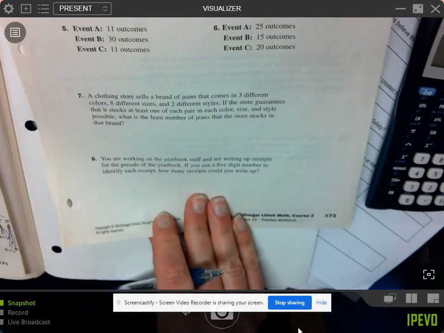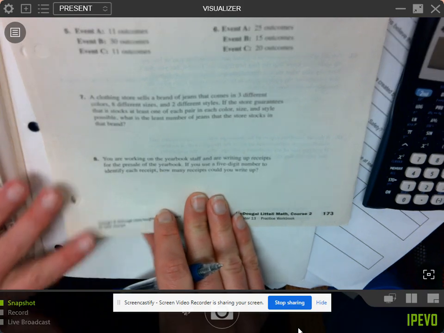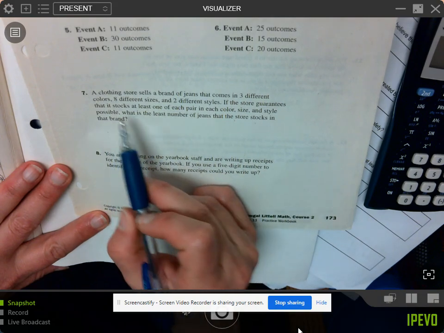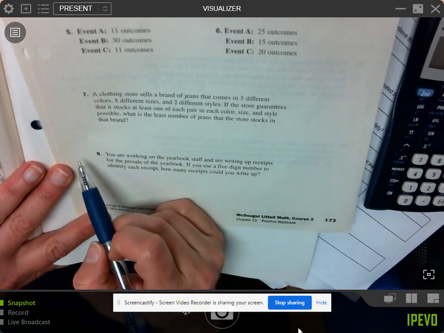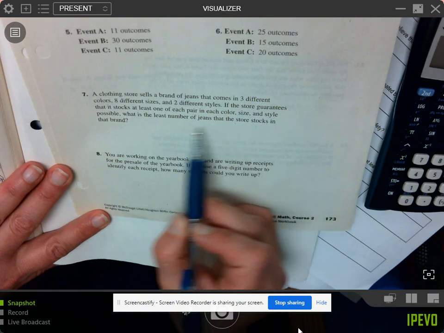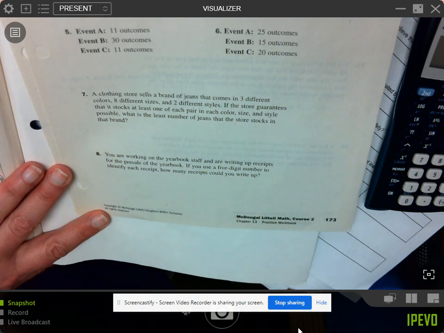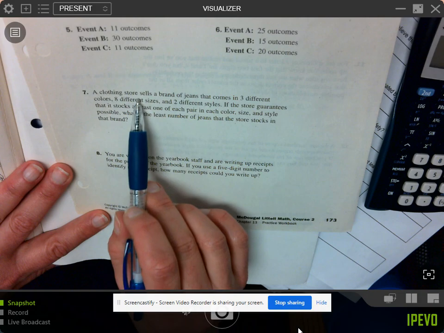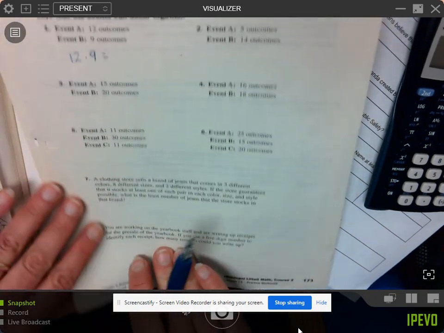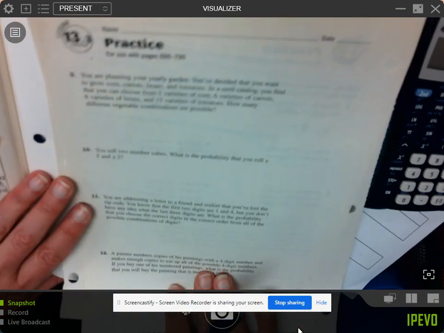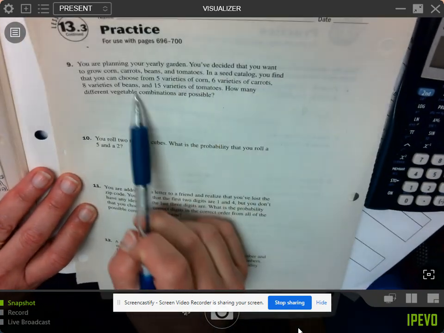So down here, for our word problems, you need to figure out how many events you are multiplying together. Make sure you're answering the question. Look at the events and answer the question according to that counting principle. On the back side, there are more word problems.